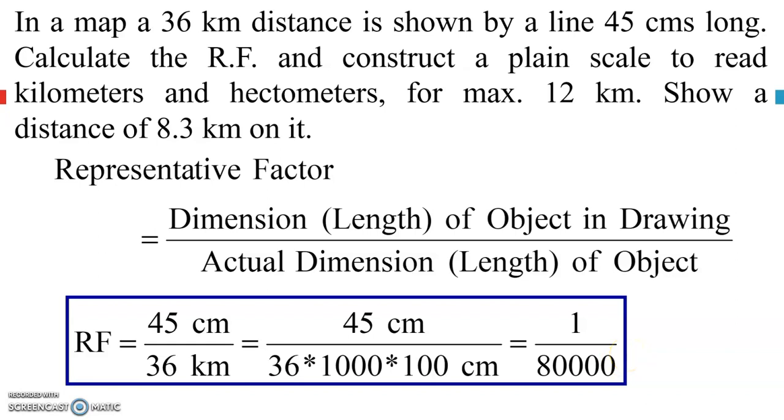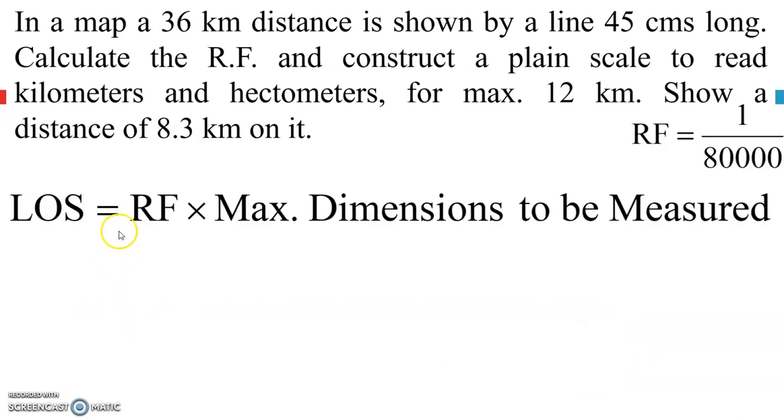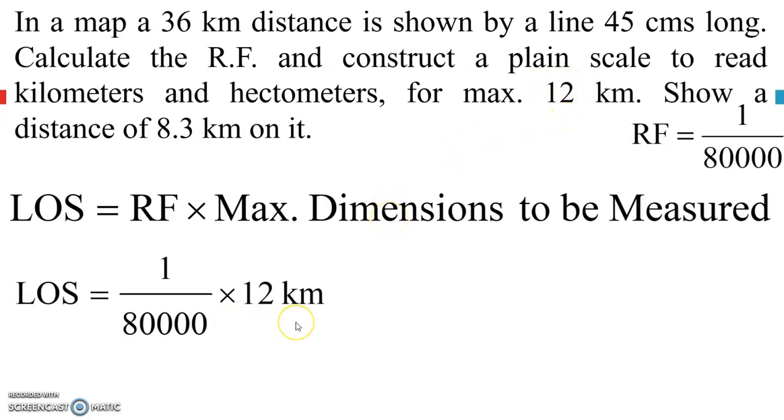Next step is the length of scale. So length of scale is equal to RF multiplied by the maximum dimension to be measured. RF is 1 by 80,000, and what is the maximum dimension to be measured? As per the numerical it is 12 kilometers. So it is 1 by 80,000 multiplied by 12 kilometers.